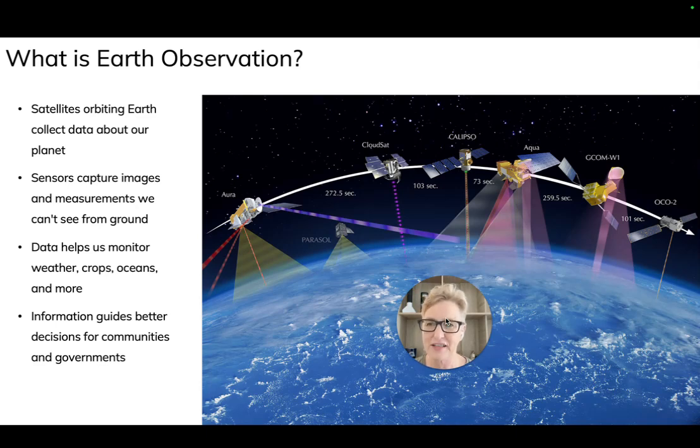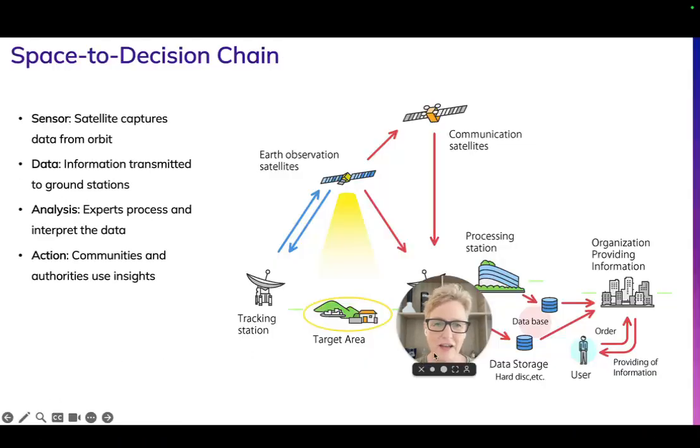The sensors capture images and measurements we cannot see from the ground, because when we're on the ground, what we're trying to observe is probably over the horizon. This data helps us to monitor weather, crops, oceans, and a lot more. And this information guides better decisions for communities and governments. So let's have a look at this space to decision chain.